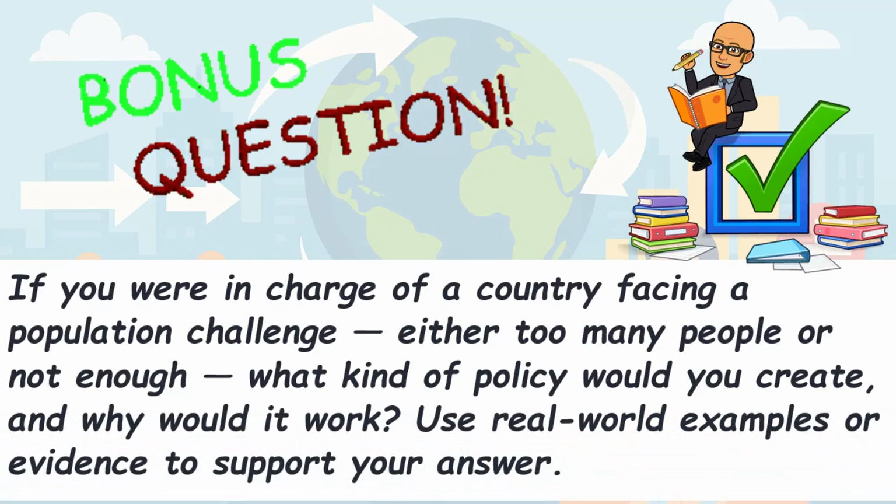If you were in charge of a country facing a major population challenge, either too many people or not enough, what kind of policy would you create? Would you go pro-natalist, anti-natalist, or take a more modern social issue approach like we see in the 21st century? And here's the twist. Explain why your approach would actually work. What real-world evidence or reasoning would back you up?